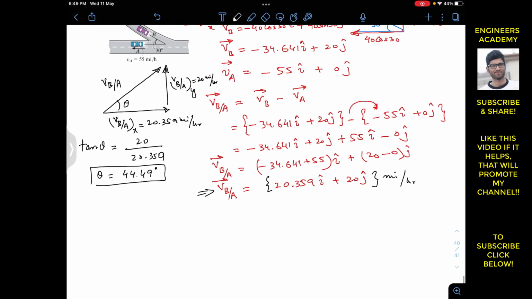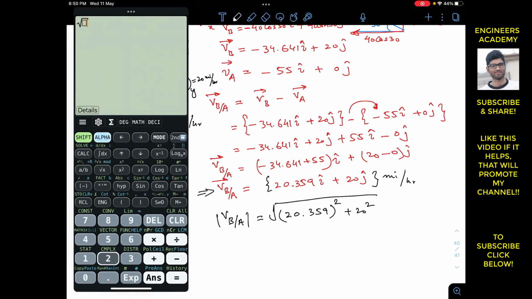And if you want to find the magnitude of VBA, by using the Pythagoras theorem, we can write that this is the square root of 20.359 squared plus 20 squared. So this is equal to 28.539 mile per hour. So this is the VBA magnitude.